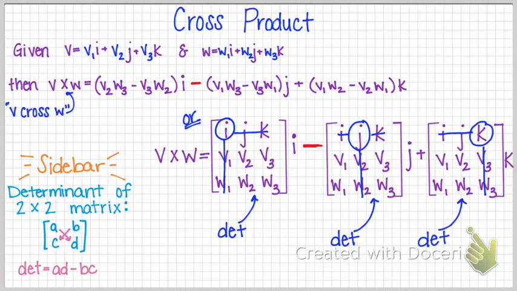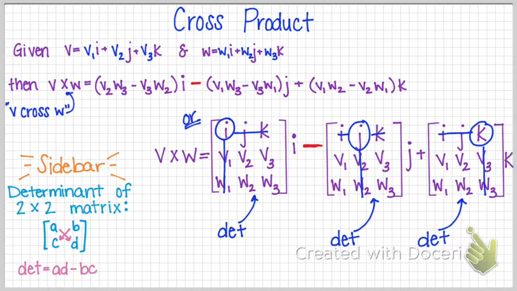Hi guys, today we are going to talk about cross products. So first, the definition is that if we have two vectors in 3 dimensions, we can find their cross product by taking the second term of the first vector times the third term of the second vector minus the third term of the first vector times the second term of the second vector, and so on.